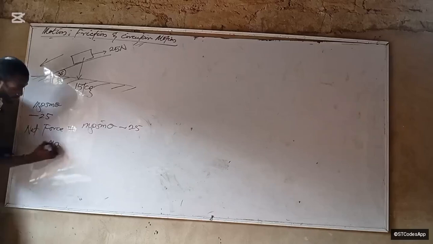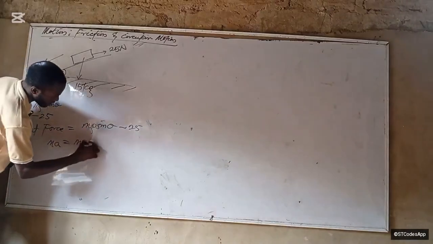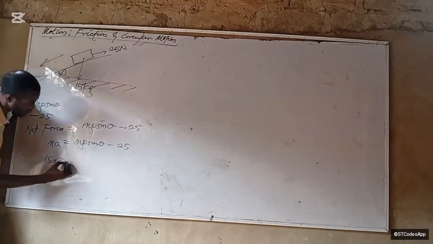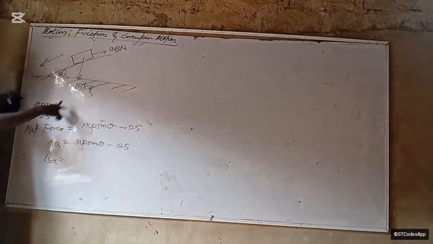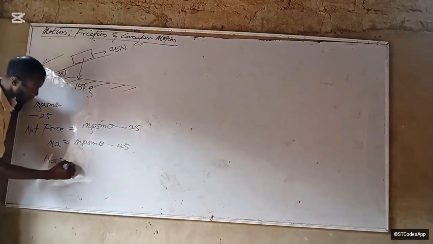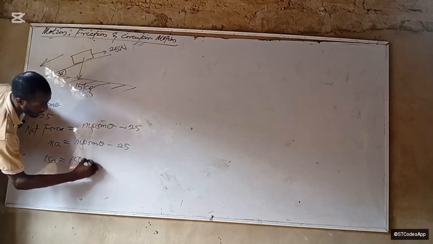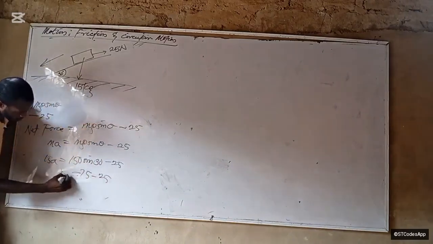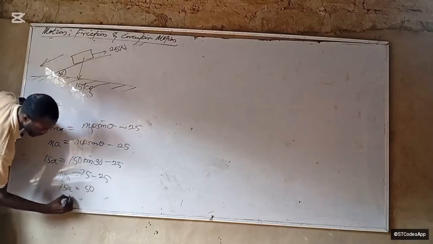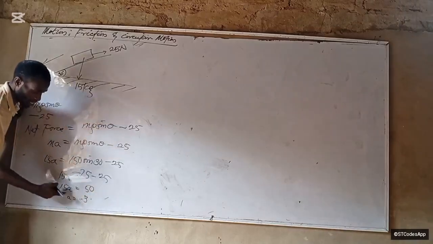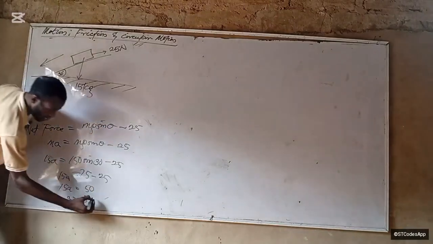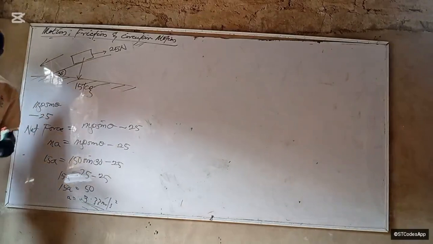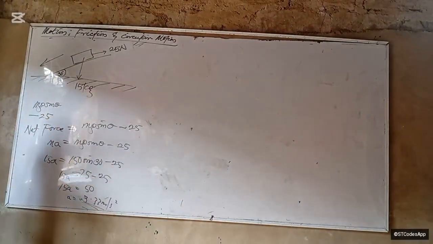Net force is going to be mass times acceleration, is equal to mg sine theta minus 25. So this becomes m, which is 15, times a, is equal to m times 10. You'll be given, I don't know if you were given in the question, 10 meters per second squared. So that will be 150 sine 30 minus 25. 75 minus 25 is equal to 15a. So 15a is equal to 50. A is equal to 50 divided by 15, that will be 10 over 3, that's 3.3 meters per second squared. Are we clear? You see, it's simple, right? Are we good?